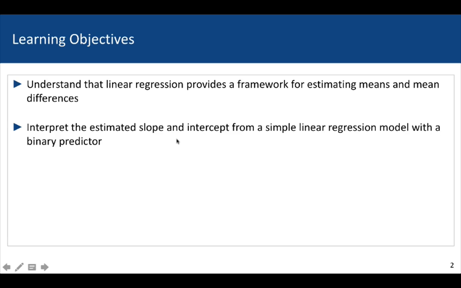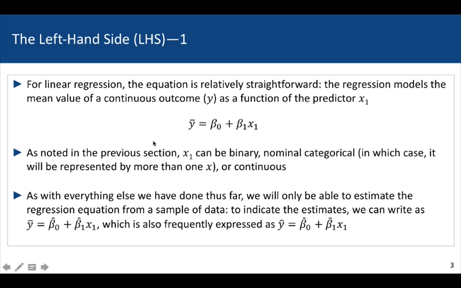So after viewing this section, I'd like you to understand that linear regression provides a framework for estimating means and mean differences in a linear equation context, and interpret the estimated slope and intercept from a simple linear regression model with a binary predictor. So for linear regression, the equation is relatively straightforward. The regression models the mean value of a continuous outcome, we'll call the outcome y, as a function of our predictor x1. So ostensibly what we're estimating is an equation that gives the estimated mean of y.